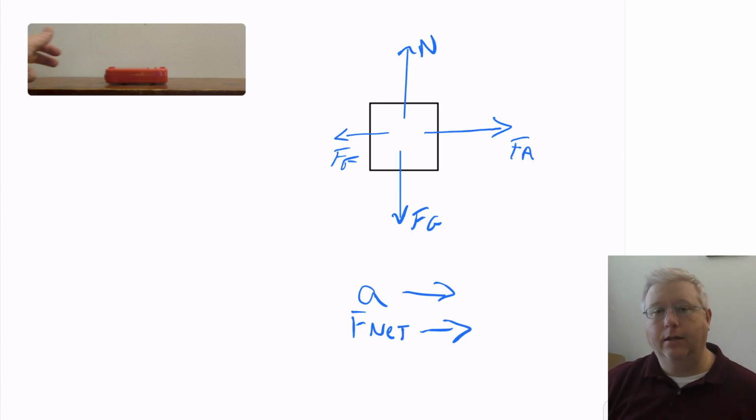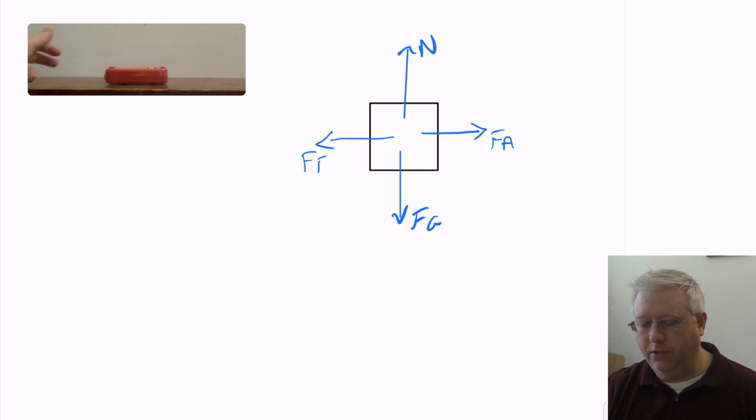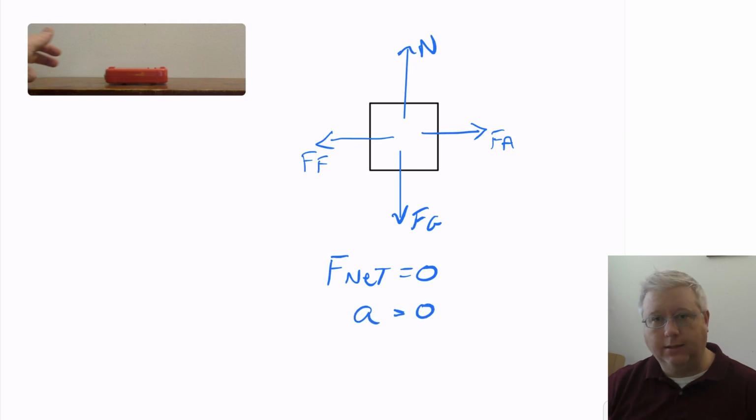After that, for a short period, it reaches a constant velocity. So what does that look like? We still have gravity, we still have the normal force, and the device is moving forward due to that applied force. Kinetic friction is still holding it back, but they're equivalent now. So the net force is 0 and the acceleration is 0. Constant velocity means we have 0 acceleration, 0 net force.